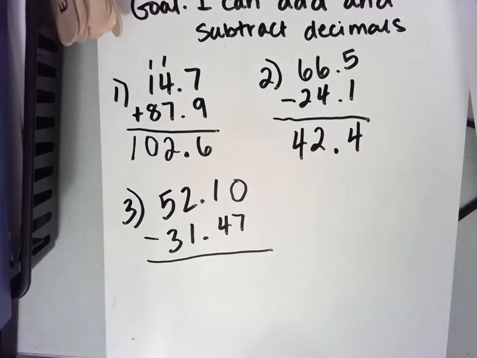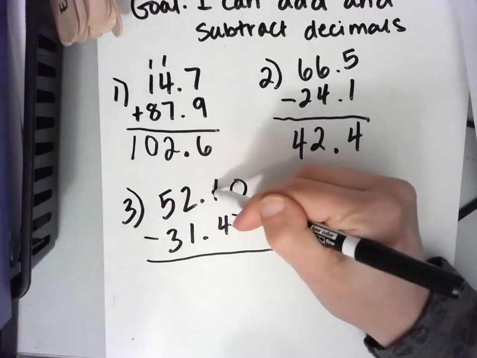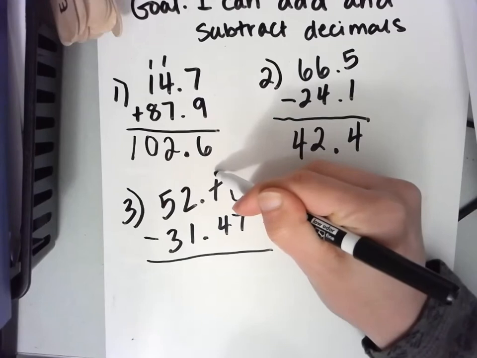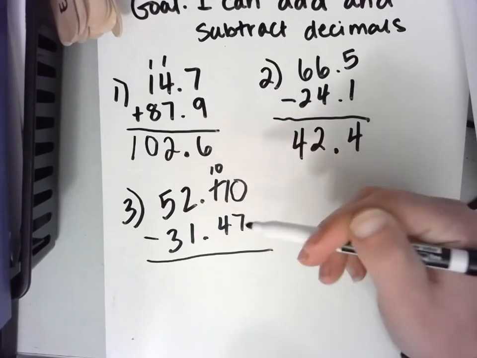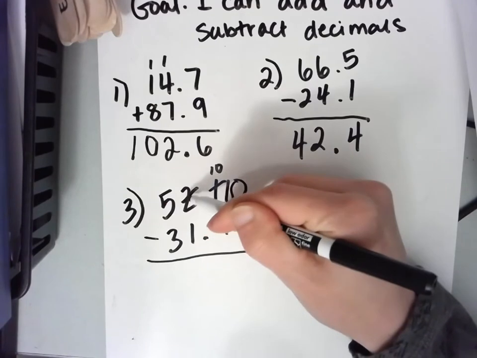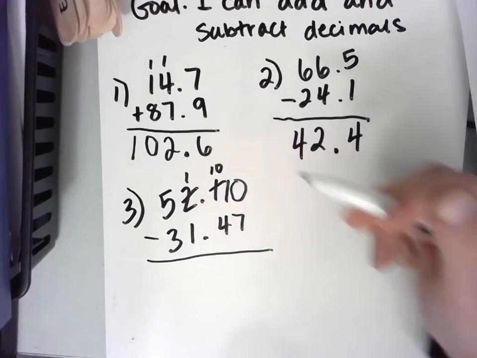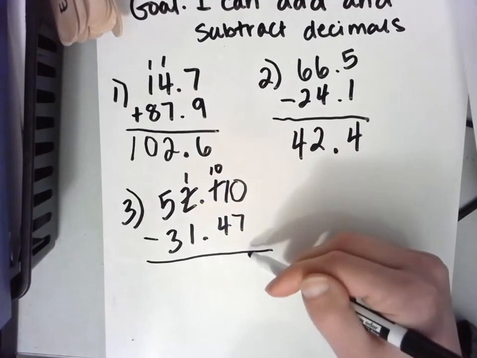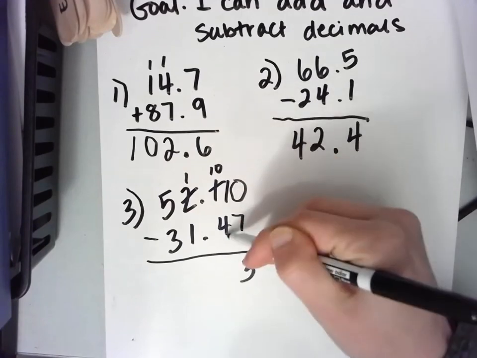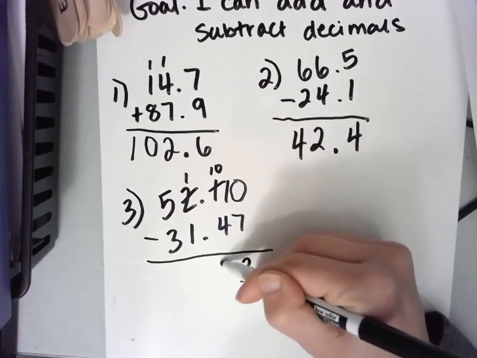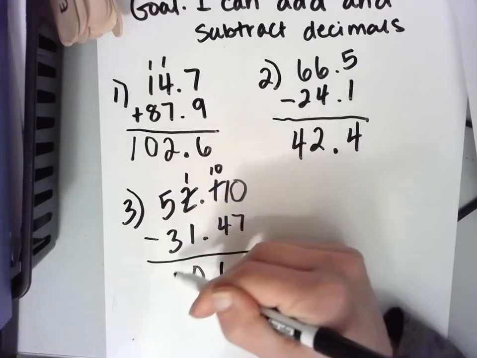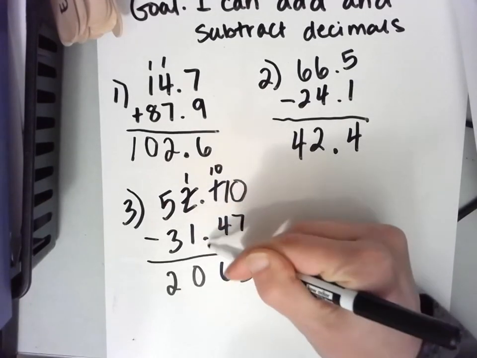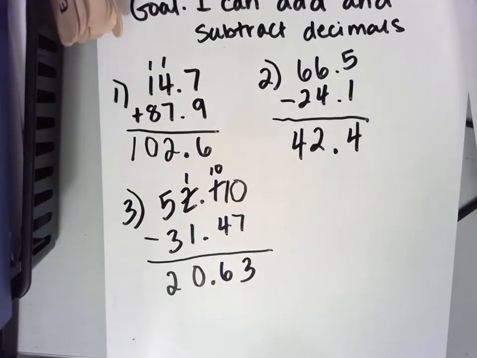So 0 minus 7, I have to borrow a 10 from this one, which changes that to a 10. This is also going to be a 10. That borrows a 1 or a 10 from the 2, so that changes to a 1. So 10 minus 7 is 3. 10 minus 4, 6. 1 minus 1 is 0. 5 minus 3 is 2. Then the last step, bring down the decimal. So my final answer is 20 and 63/100.